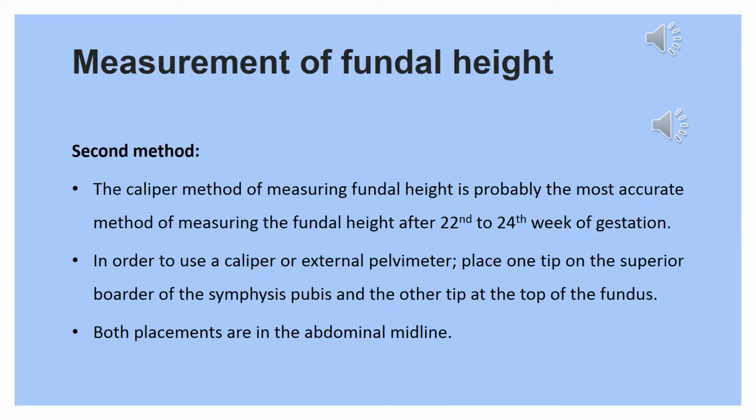This is the second method which is used to measure the fundal height. This is done with the help of a caliper. The caliper method of measuring fundal height is probably the most accurate method of measuring the fundal height after the 22nd to 24th week of gestation. In order to use a caliper or external pelvimeter, place one tip on the superior border of the symphysis pubis and the other tip at the top of the fundus. Both placements are in the abdominal midline.